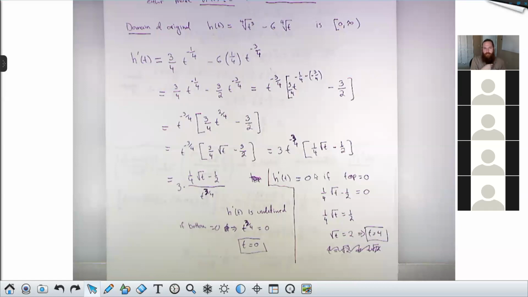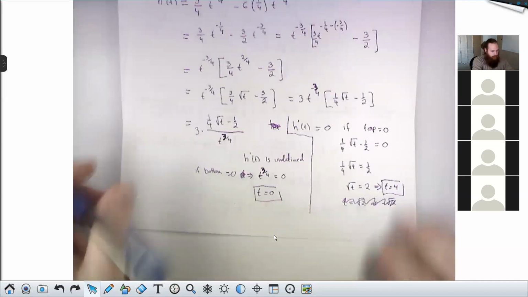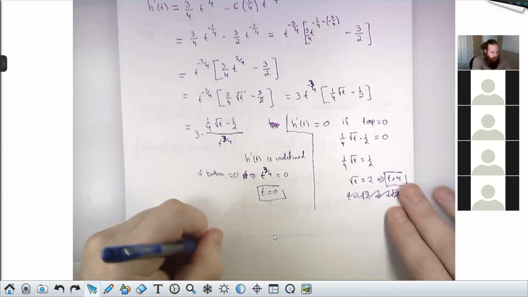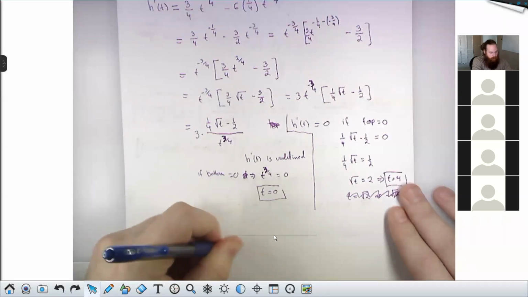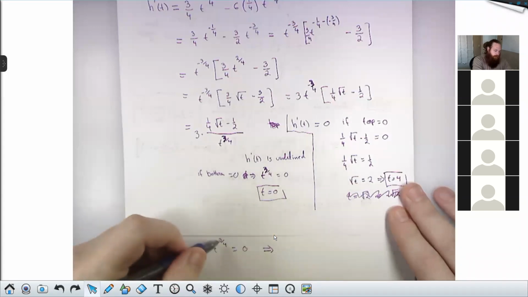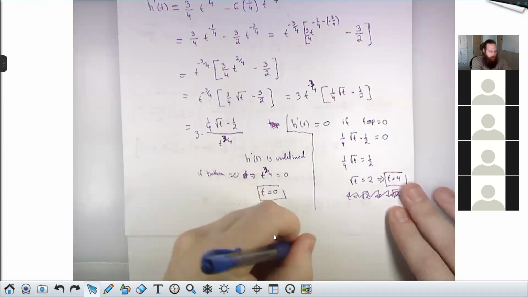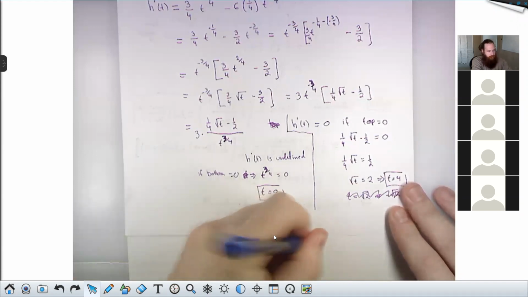When we do the h primed of t is undefined and we have t raised to 3/4 equals 0, what is the algebra that goes on there to undo that exponent? Fair question. So what I'm doing there is I'm saying t to the 3/4 equals 0. And then, just like if this was t to the 1/2 equals 0, I would raise both sides to the power 2 to undo the power of 1/2. Here, I'm going to raise both sides to the power of 4/3.